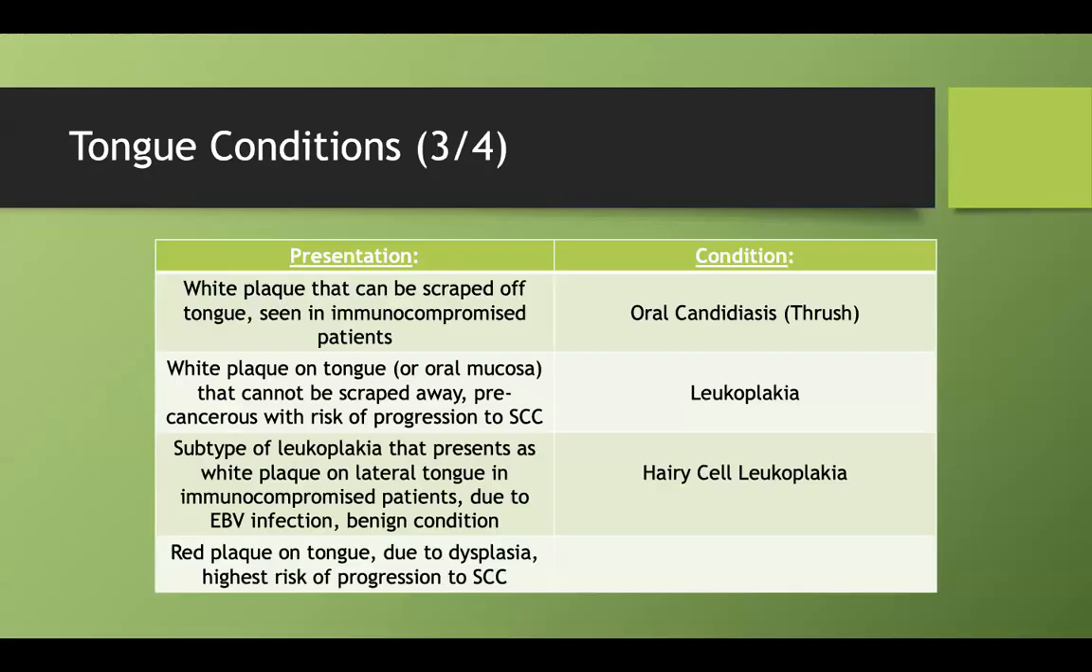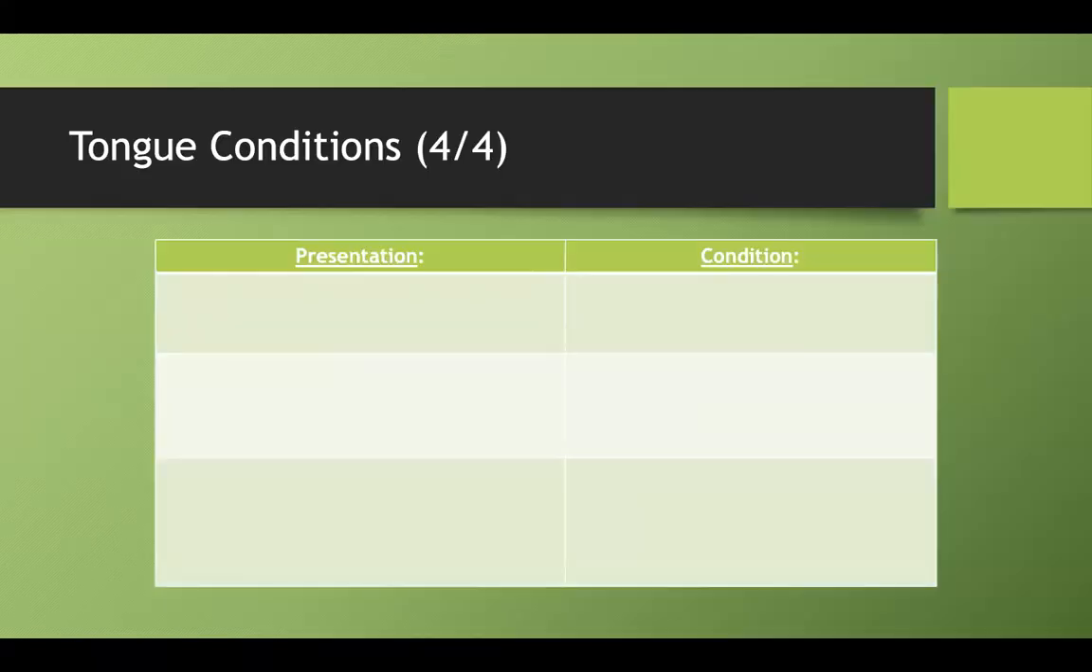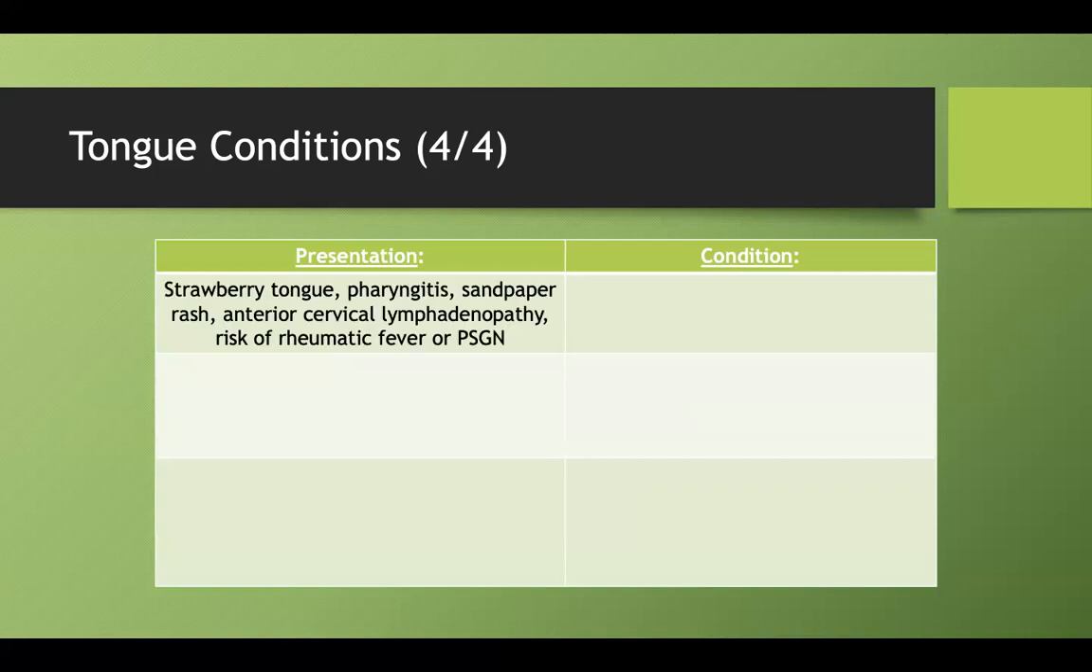How about a red plaque on the tongue caused by dysplasia that has a high risk of progression to a squamous cell? That's erythroplakia. And you can see that right here. And that already looks cancerous to me. That just looks bad.